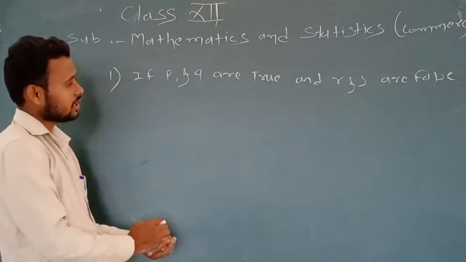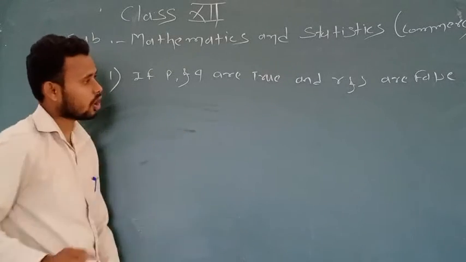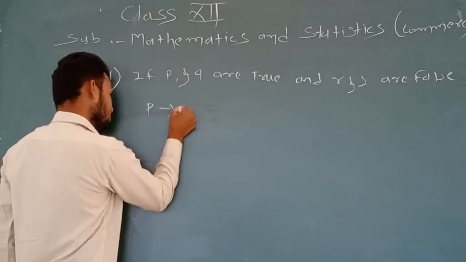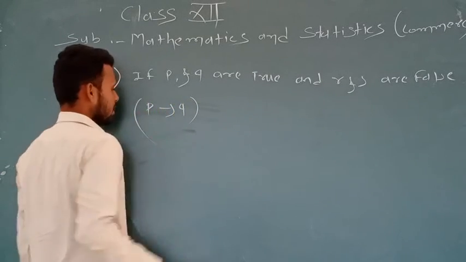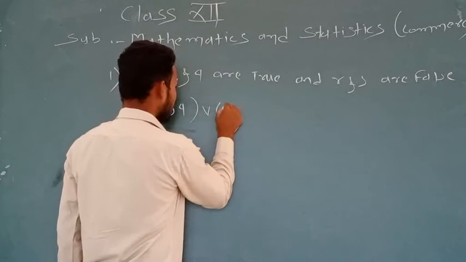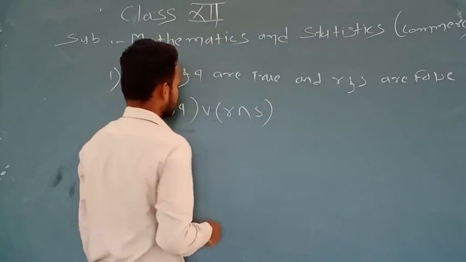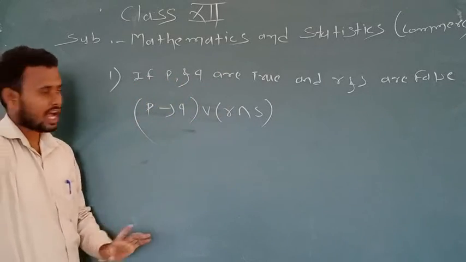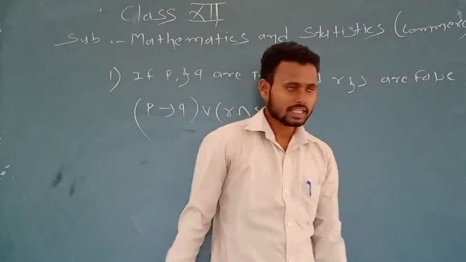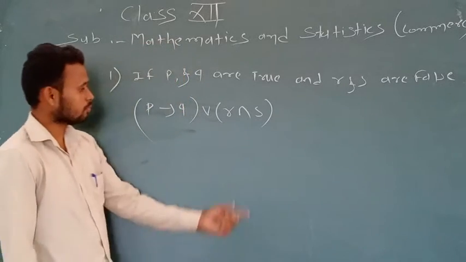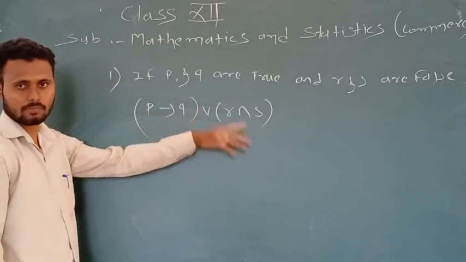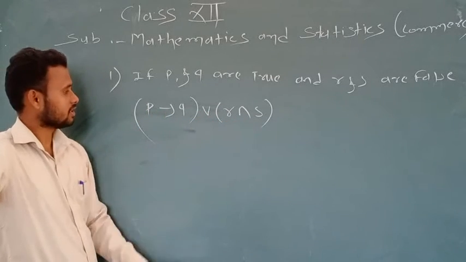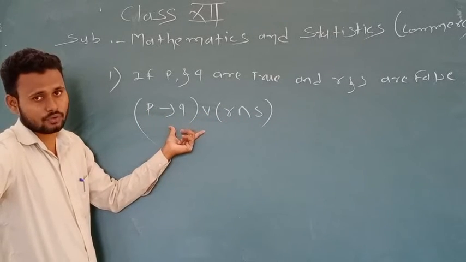value of the following statement: P implies Q, join with R meet S. Question: if P and Q are true and R and S are false, then find the truth value of the following symbolic statement or compound statement, P implies Q join with R and S. We have to find the truth value of that statement.